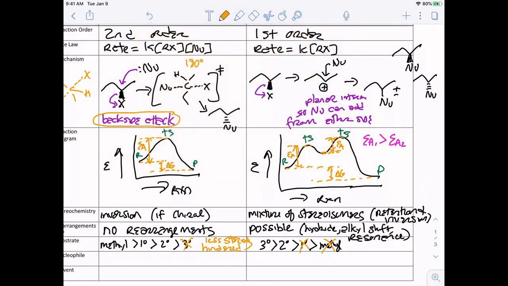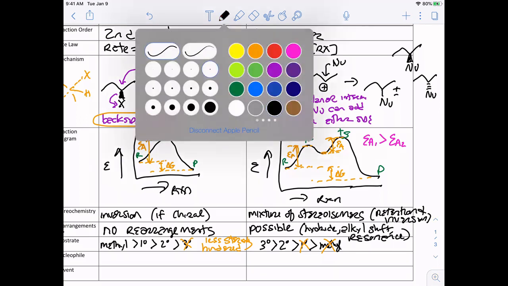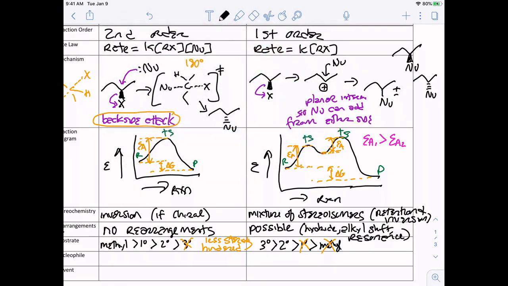So carbocation stability is the factor here. I keep switching colors here. We do want to remember that allylic and benzylic are also good. Allylic and benzylic, good.